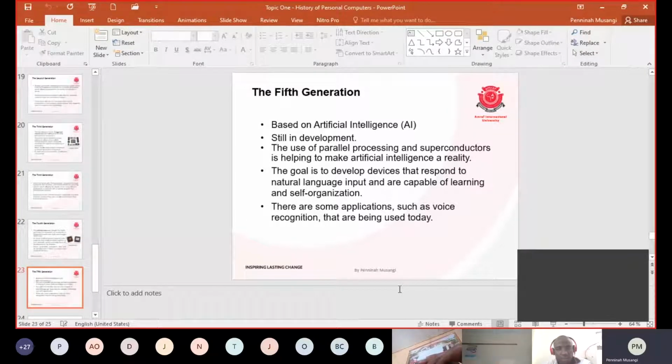These computers are still in development. It is what we have today, and they are still in development. So the 5th generation is where we are today. We have not yet moved to the 6th generation. We are still in the 5th generation. It is still under development. It is in the 5th generation where parallel processing was possible.